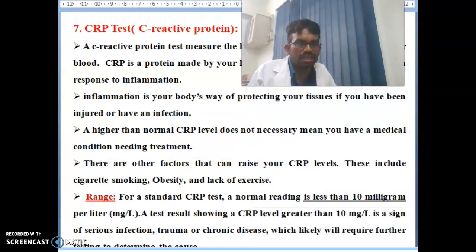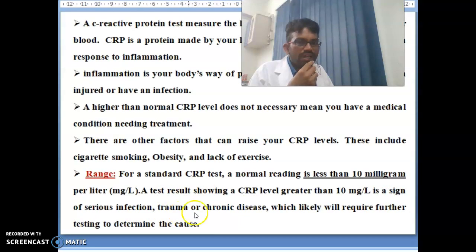A higher than normal CRP level does not necessarily mean your medical condition needs treatment. Other factors also affect CRP, such as cigarette smoking, obesity, and lack of exercise. The standard CRP test normal range is less than 10 milligrams per liter. If the test result shows a CRP level greater than 10 milligrams per liter, it is a sign of a serious infection or chronic disease, which may require further testing to detect the cause.